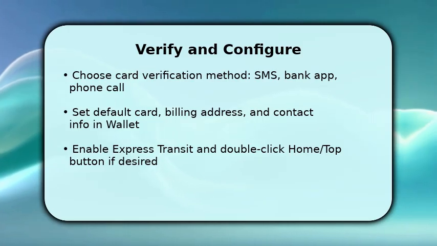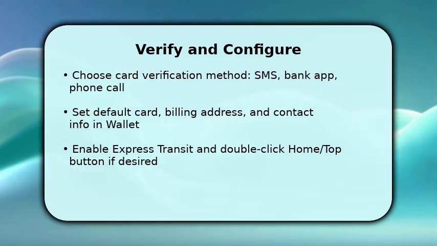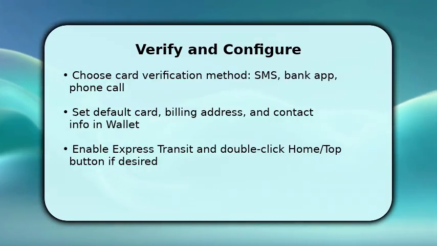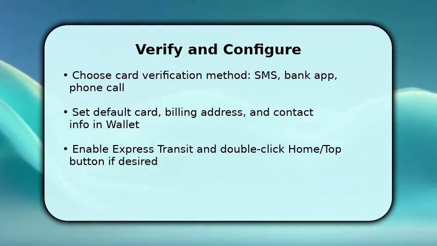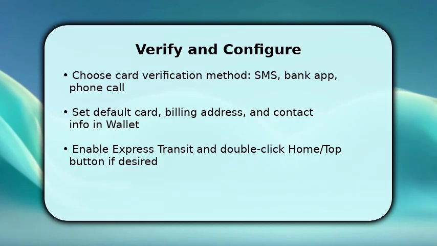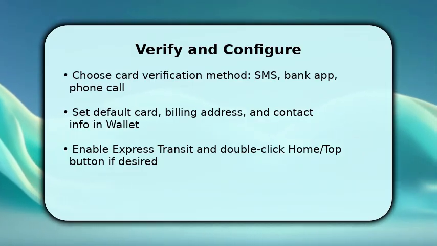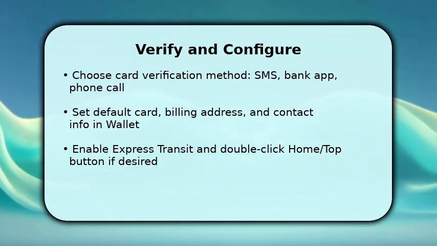Next, open Wallet to set the default card, confirm your billing address, and update contact info. These values populate merchant forms automatically. Also consider enabling Express Transit or configuring the double-click Home/Top button for faster access. Make these choices now so payments later are both secure.